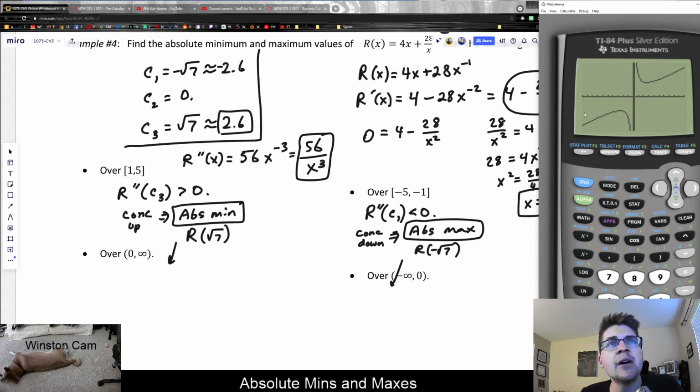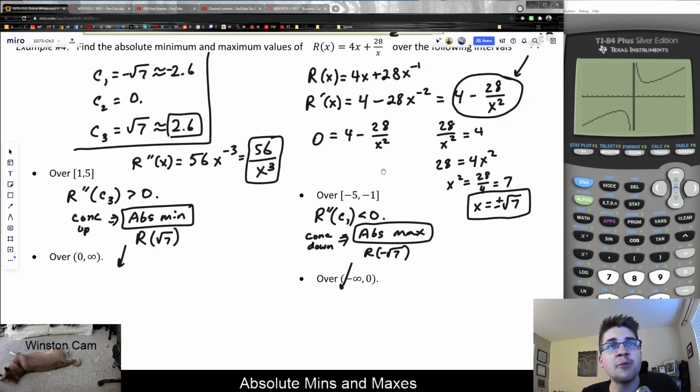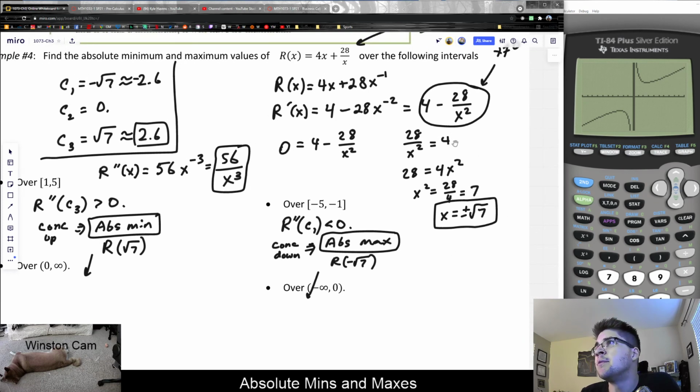But the issue is, with the calculator, it's not exact. If you want to figure out exactly where, like if it's at the square root of 7 or some other irrational number, you need to obviously solve with the calculus and use the first derivative to find the exact critical locations.